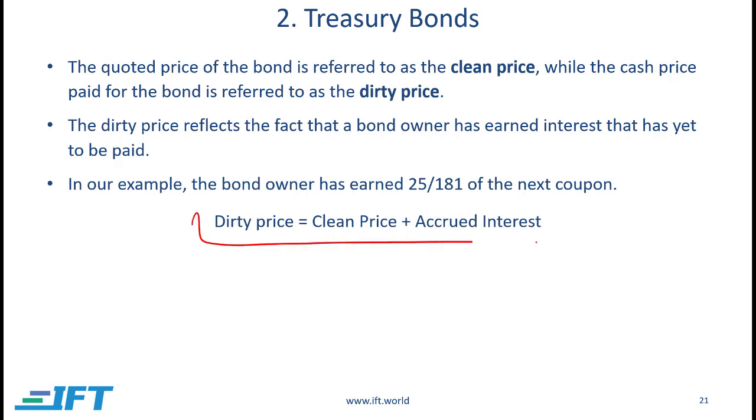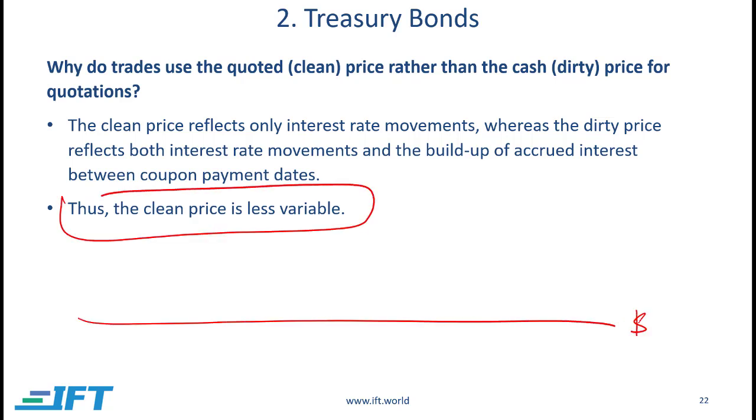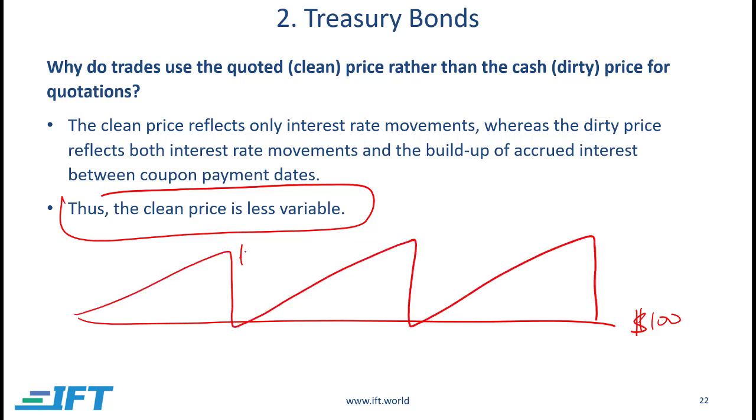So this is the concept that you need to know, that dirty price is equal to clean price plus accrued interest. Now, what's the benefit of quoting them separately? Because clean price is less variable, right? I want to see my clean price stay at 100, and then my accrued interest going up and down, and so my full price is going to 102, 102, 102, and every time there's a coupon payment it comes down.